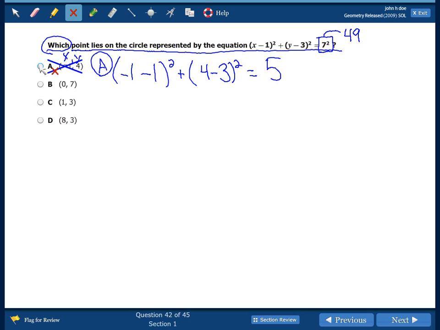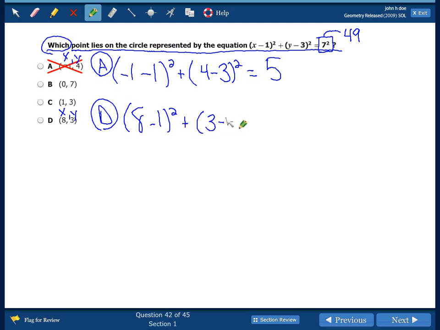The correct answer for this one will be letter D. So when I do letter D, again we have x and y. I have 8 minus 1 squared plus 3 minus 3 squared. Whenever we type that into the calculator, we get 49. Remember, 7 squared is 49. So D is the correct answer.